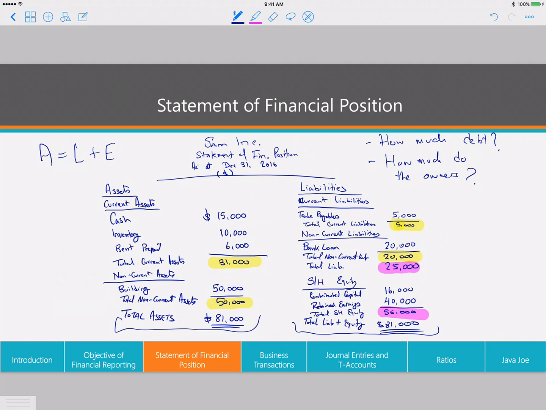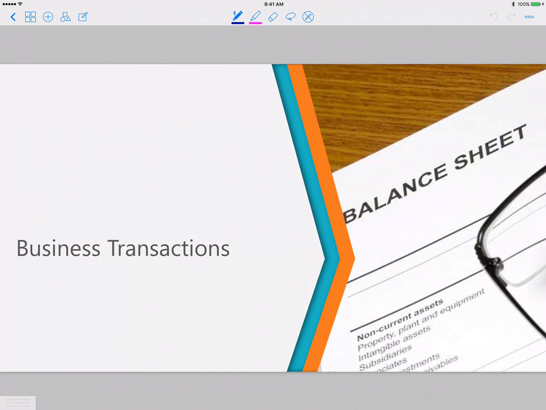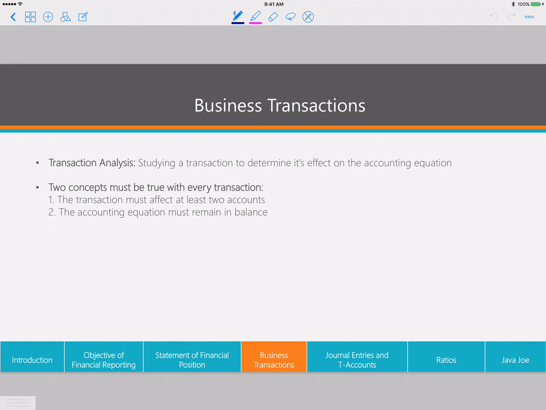So after you've asked yourself these questions, let's jump ahead to the next point. Business transactions. How do we record business transactions that will affect our balance sheet? So let's learn about transaction analysis. Transaction analysis is when we study a transaction to determine its effect on the accounting equation.